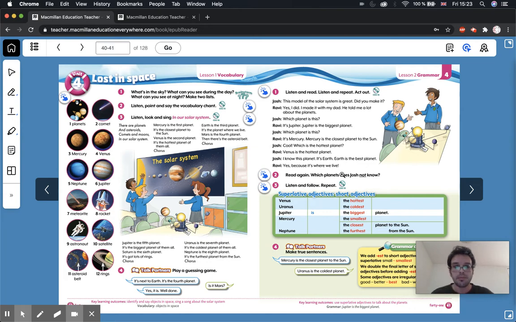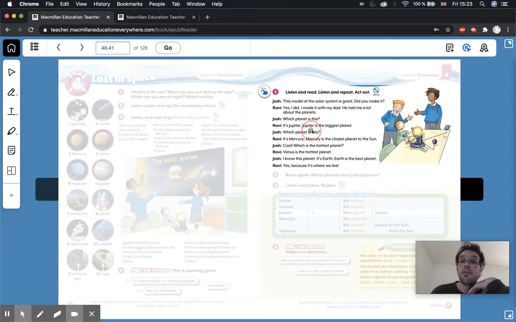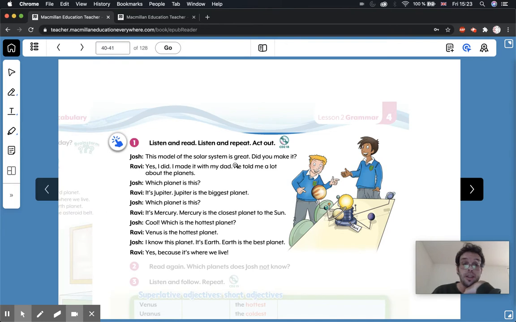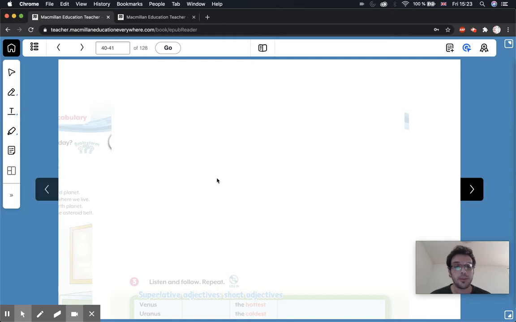Now, okay, we have a conversation with Josh and Ravi about the planets. Let's listen and read and see if we can see some superlatives. Okay. Escuchamos la conversación, lo leemos y intentamos a buscar unos superlativos. Okay, we'll try and find some superlatives. Okay. So, are you ready? Let's listen and let's read.